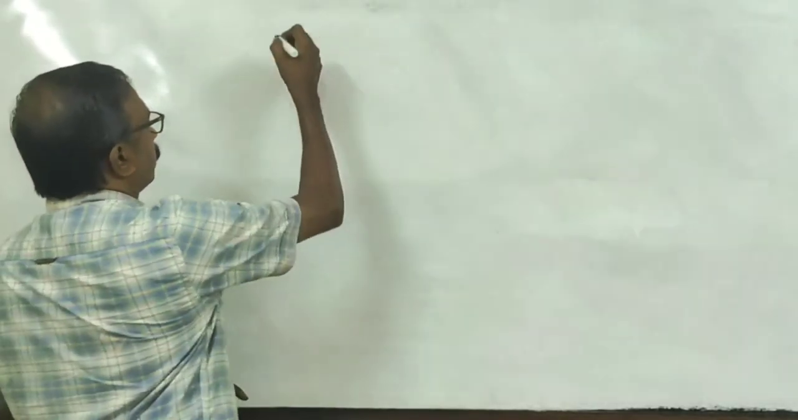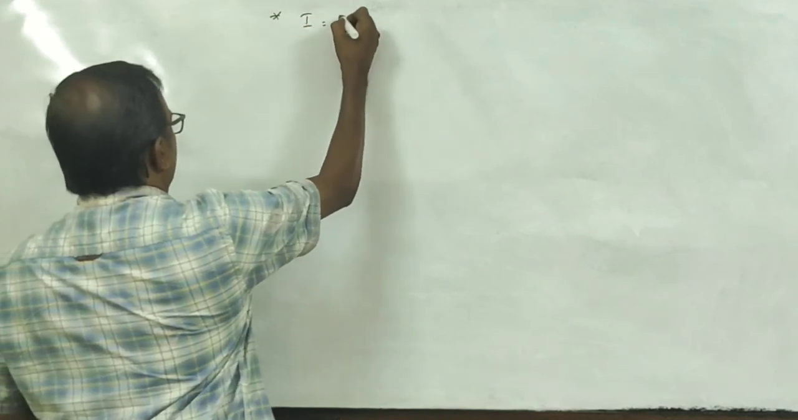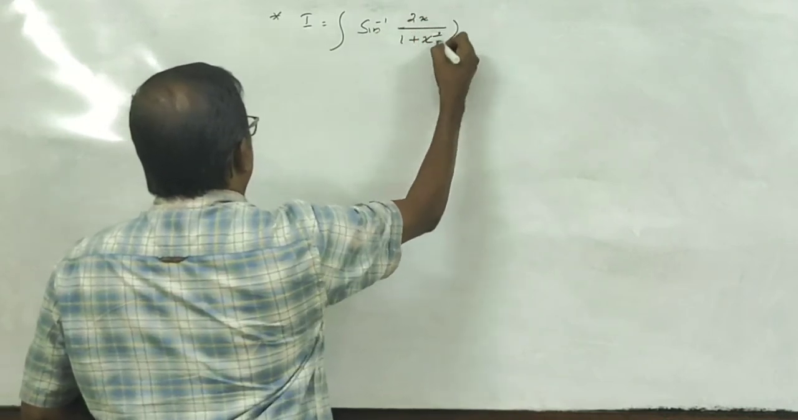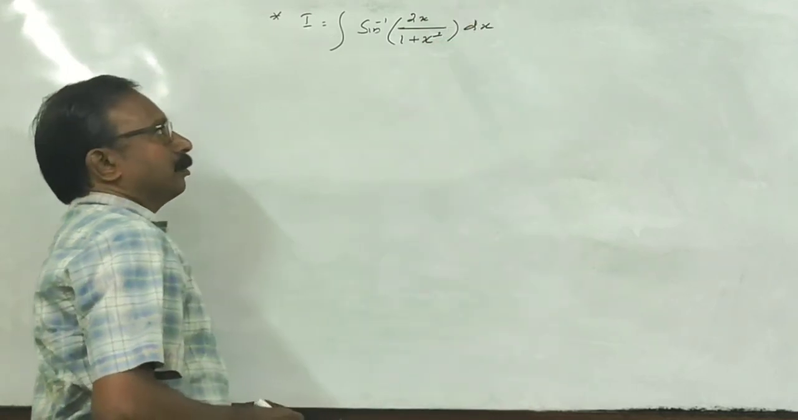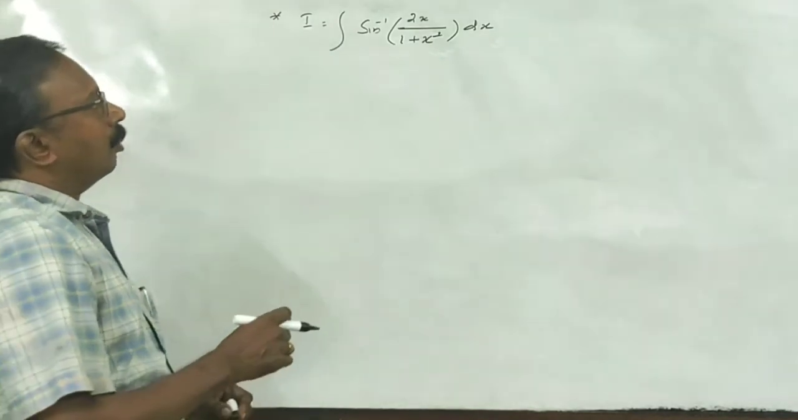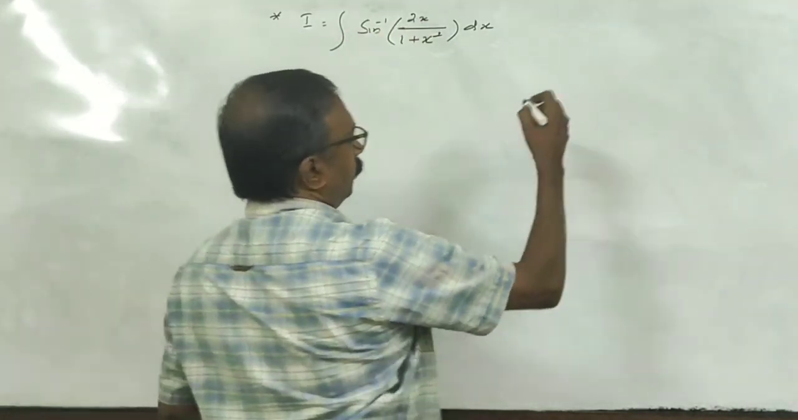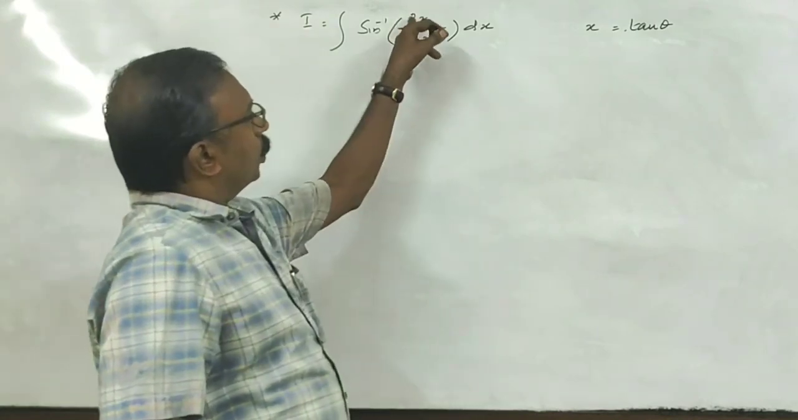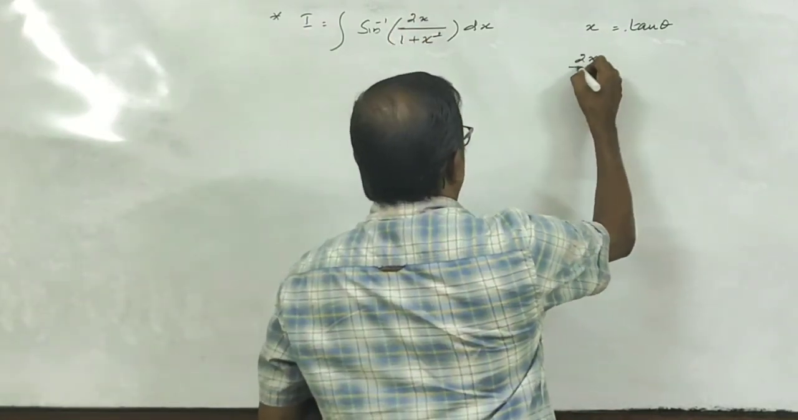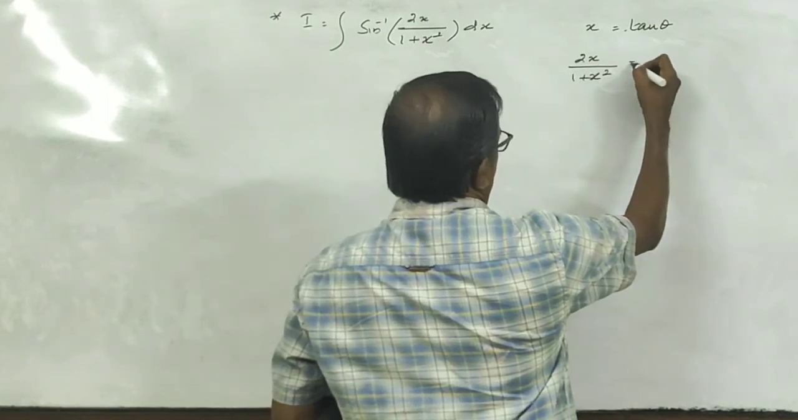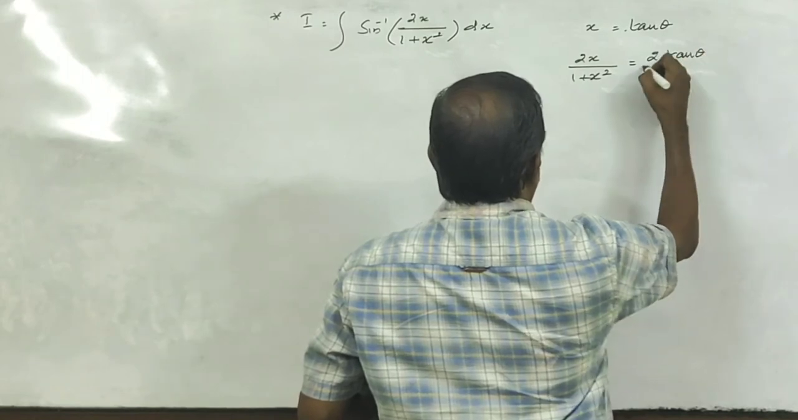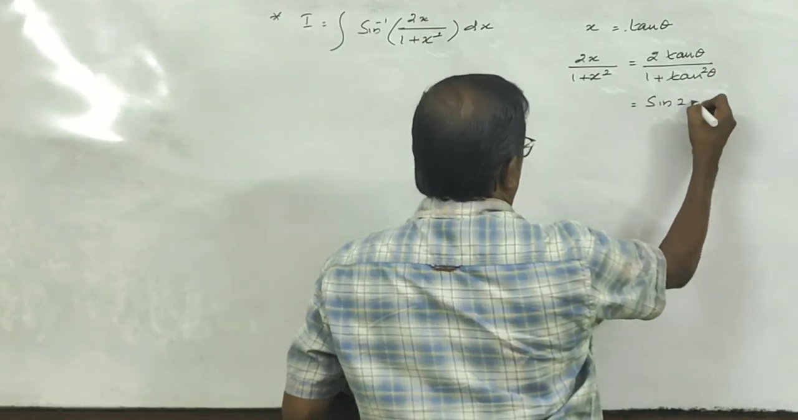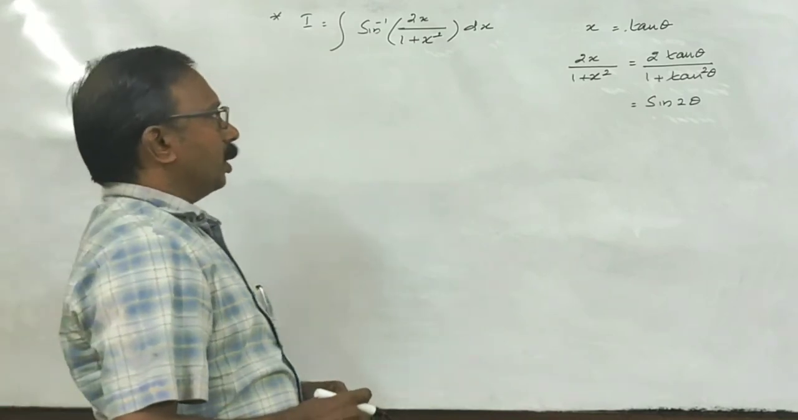Next question is integral of sine inverse of 2x by 1 plus x square into dx. Here put x is equal to tan theta. So 2x by 1 plus x square is equal to 2 tan theta by 1 plus tan square theta, that is sine 2 theta. It becomes sine 2 theta.